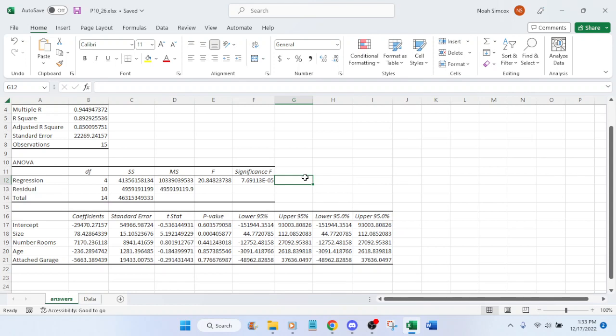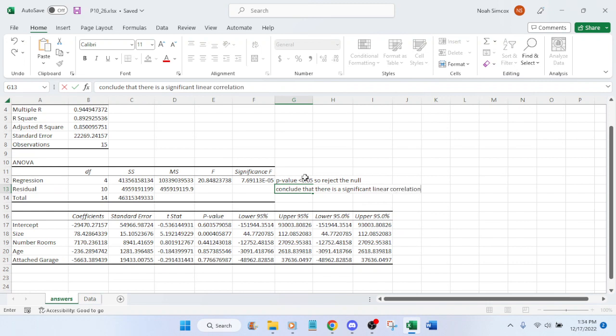P-value less than 0.05, so reject null and conclude that there is a significant linear correlation between sales price and the predicted variables.